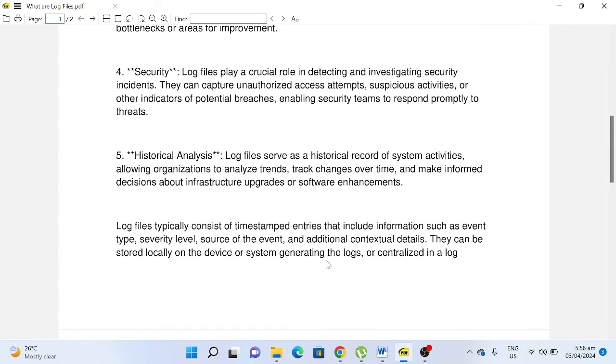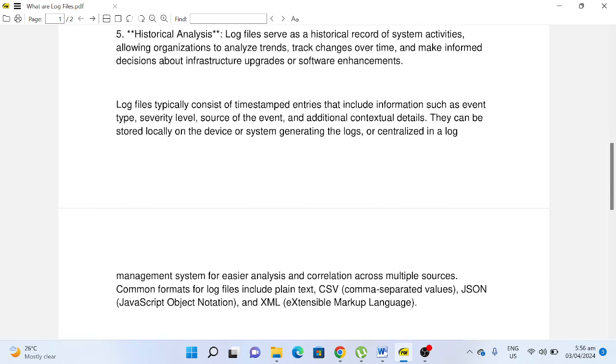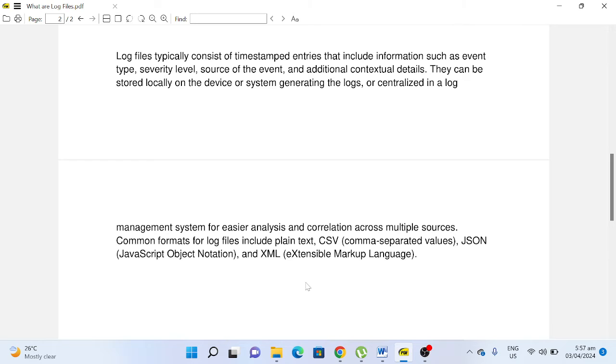Log files typically consist of timestamped entries that include information such as event type, severity level, source of the event, and additional contextual details. They can be stored locally on the device or system generating the logs, or centralized in a log management system for easier analysis and correlation across multiple sources.